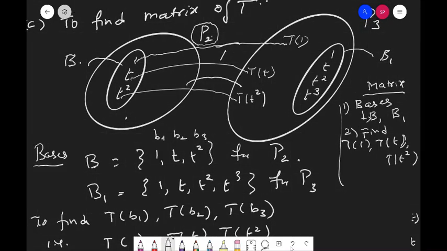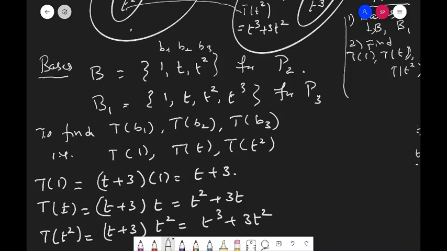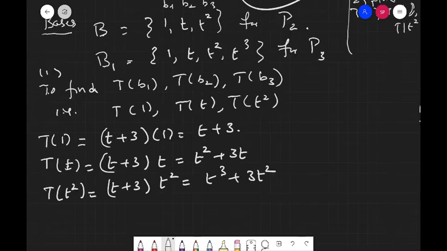So now we found the images. What is T of 1? Here I have it as t plus 3. T of t is equal to t square plus 3t. And T of t square is equal to t cube plus 3t square. These three we have found. Now next, what is the next step? So the first step is over in finding the matrix.